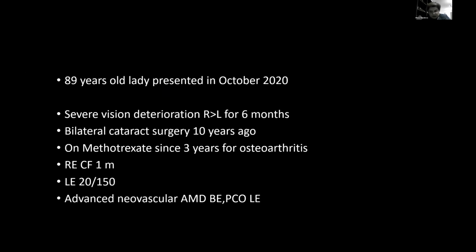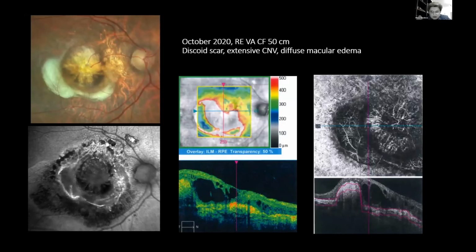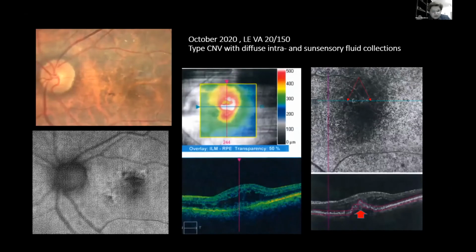This is the latest addition to the cohort, the mother of my colleague, an 83-year-old, very classy lady, who had severe vision deterioration during the first year of lockdown. She was so scared to come out that she practically lost vision in both eyes. To complicate my life, they gave her methotrexate for the last 3 years. She has advanced neovascular AMD, that is the right eye with the neovascular membrane and diffuse edema, and that is the left eye. You see that it's not that bad.